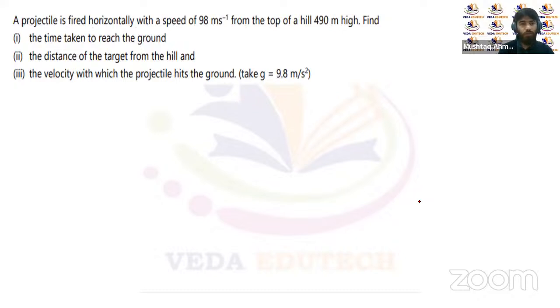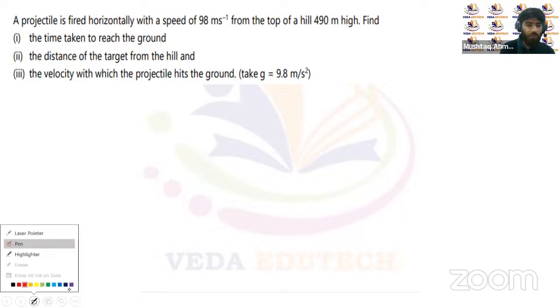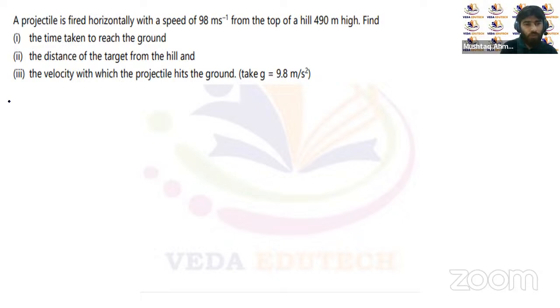So let's move on to the next question. The question is with respect to the horizontal projectile now. It says that a projectile is fired horizontally with a speed of 98 meters per second from the top of a hill 490 meters high. Find the time taken to reach the ground.